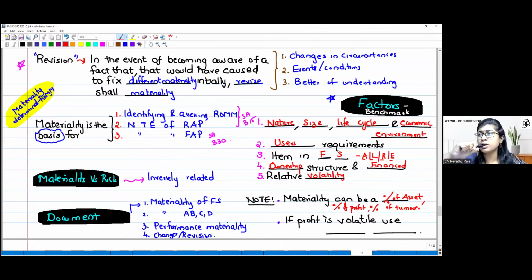Ask me what now? This profit is volatile. Have you heard about seasonal industry? One month huge profit, another month no profit, like that. If profit is volatile, meaning not stable, can you use profit as a benchmark? If you use profit, then your materiality will also be fluctuating. If profit is volatile, don't use profit; use another benchmark, meaning other than profit, like asset. So in this revision, factors are very important. MCQ: if profit is volatile, use another benchmark.